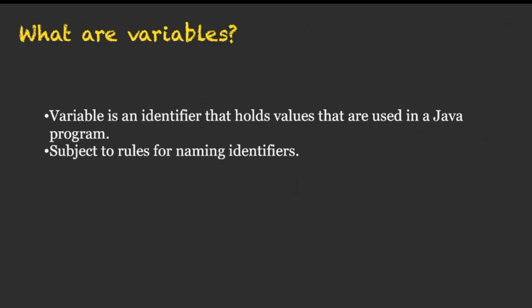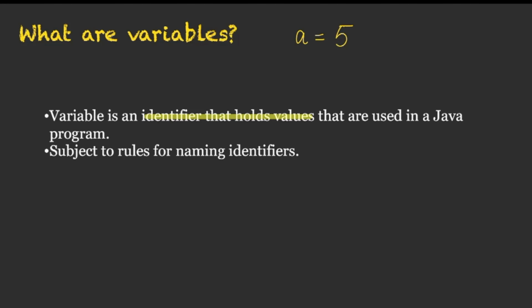Now, what are variables? A variable is an identifier that holds values that I use in a Java program. For example, I need to store the value of 5, so I need an identifier to hold that value 5. So I say A equals 5.